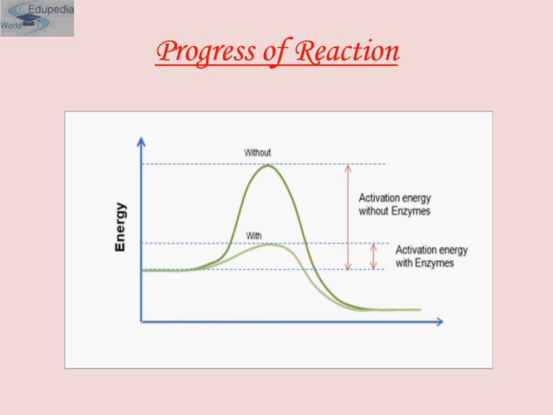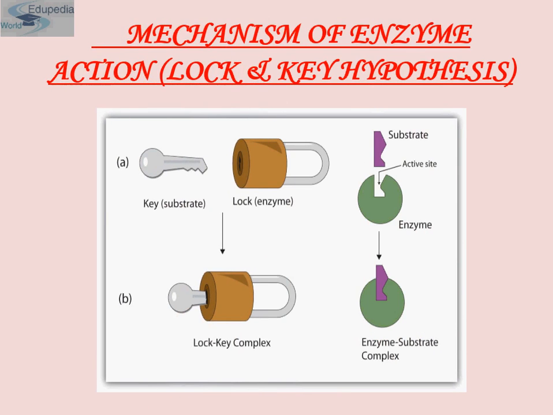Now we will continue to discuss the progress of the reaction. When a graph is plotted between energy and the reaction progress, this is the activation energy with enzyme and this is the activation energy without the enzyme. As you can see, this is the activation energy with enzyme. Okay, so that means that the enzyme accelerates the reaction.